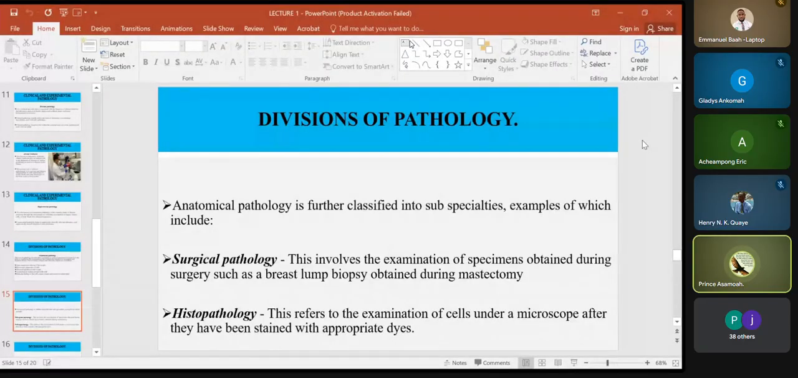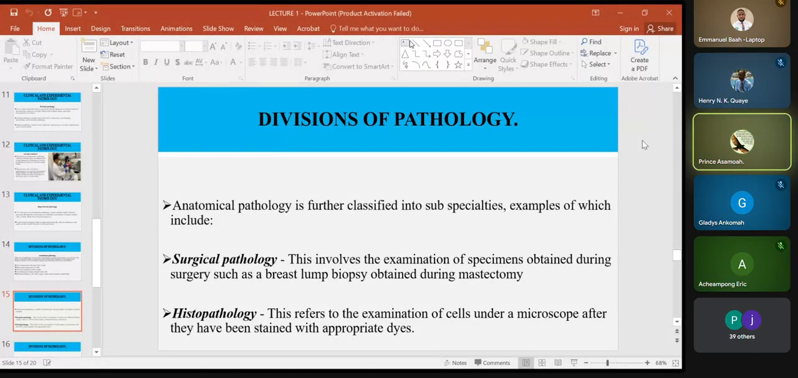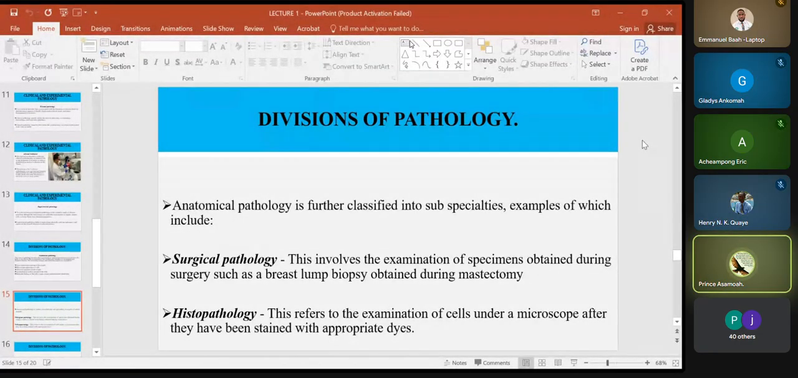Now, anatomical pathology, we can further classify into surgical pathology and histopathology. Surgical pathology involves the examination of specimens obtained during surgery, such as a breast lump biopsy obtained during mastectomy. So when you are suspecting breast cancer in a lady, you take a sample, a biopsy, to the lab, and then they observe and see. So these things fall under surgical pathology.